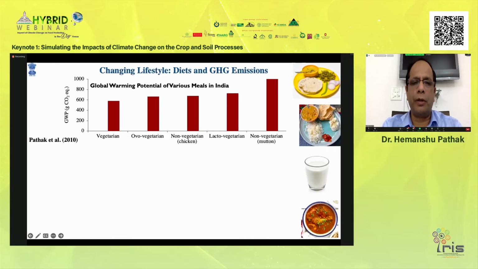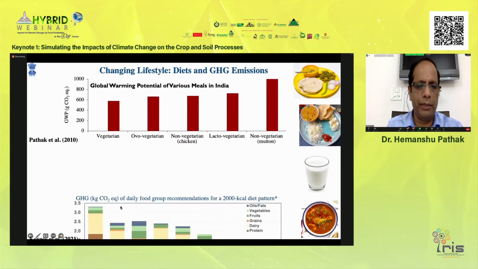We also talk about changing lifestyle, changing diet, and there is a very good correlation between your diet and the emission of greenhouse gases. Sometime back we did a study on which kind of diet is going to emit how much greenhouse gas. And you can see if you are a vegetarian, then of course the emission is less. If you are non-vegetarian, particularly mutton, then the emission is going to be more.